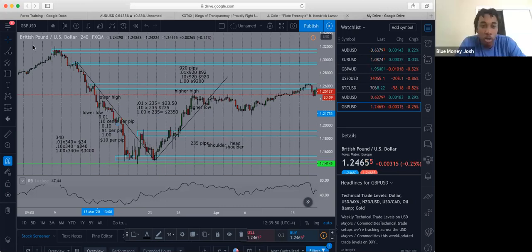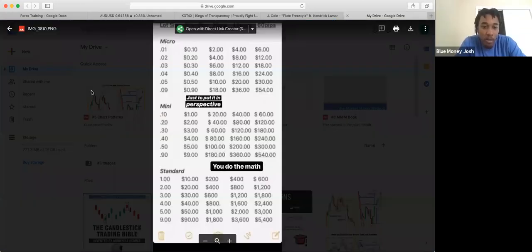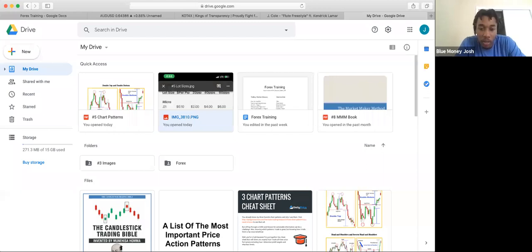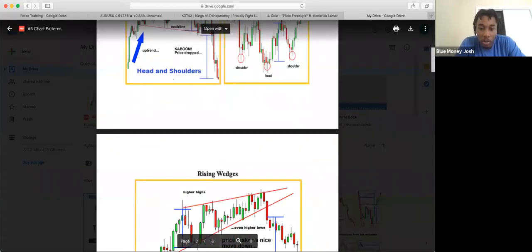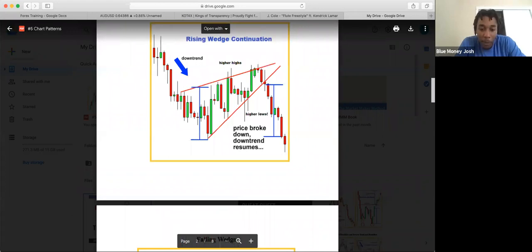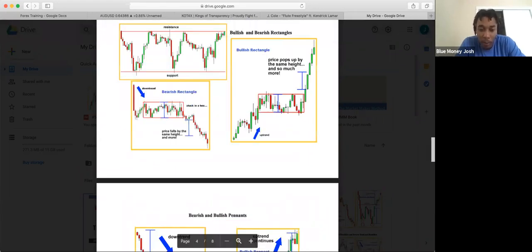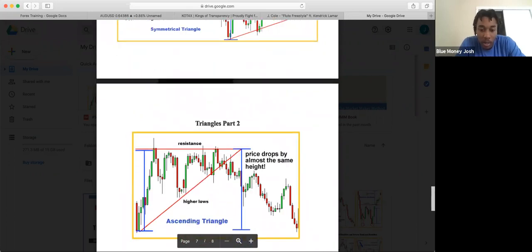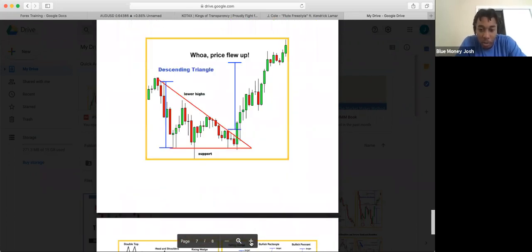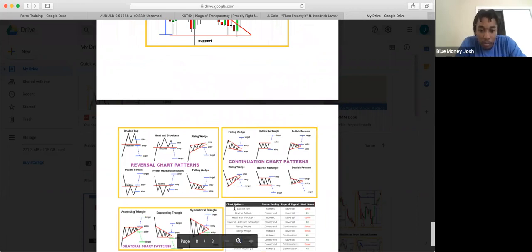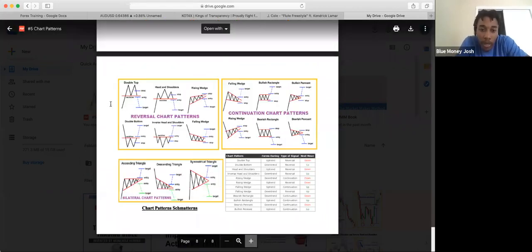I'm gonna show you a couple more patterns. We went over these two, head and shoulders, inverse head and shoulders. Go ahead and screenshot because this has all the patterns. Not all of them, but a majority, most of them. Right here. Let me zoom in a little bit for you.